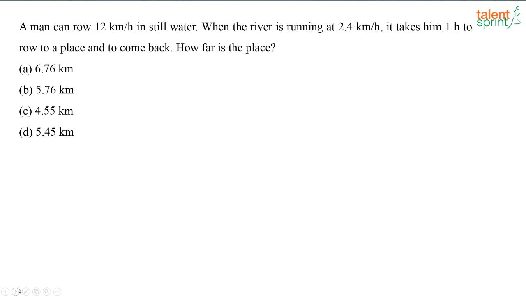A man can row 12 kilometers per hour in still water while the river is running at a rate of 2.4 kilometers per hour. It takes him 1 hour to row to a place and to come back. How far is the place?